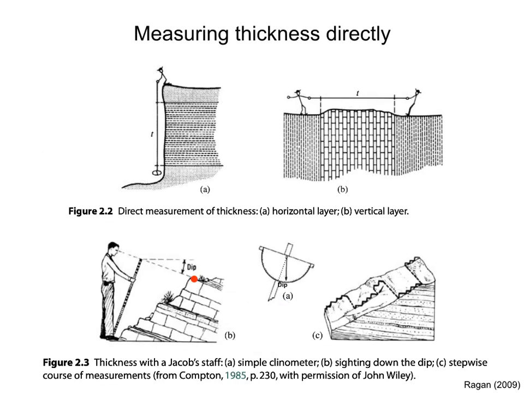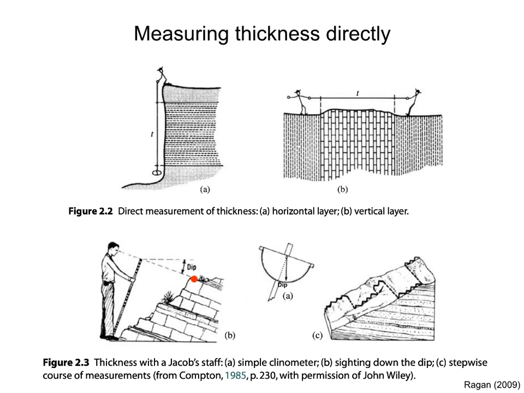Stratigraphic thickness can be measured directly in the field as illustrated here. The upper figures A and B are for horizontal and vertical layers. We can also use an instrument to measure thickness. This is called the Jacob's staff, and it is a stick of known length with a clinometer at one end.